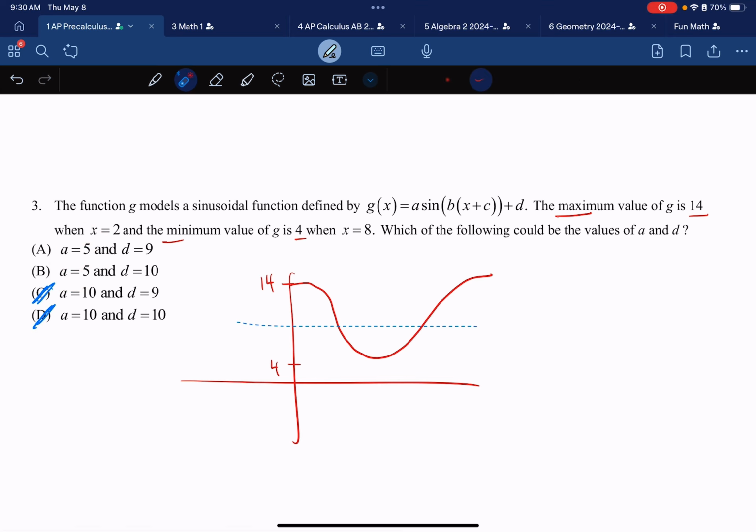And the next thing we need to figure out is what is the value of this midline, because D does affect the midline. Well, the midline is just the average of the maximum and minimum values. So I can add these together and divide by 2. So 14 plus 4 divided by 2 is 18 divided by 2, which is 9. The correct answer is A.